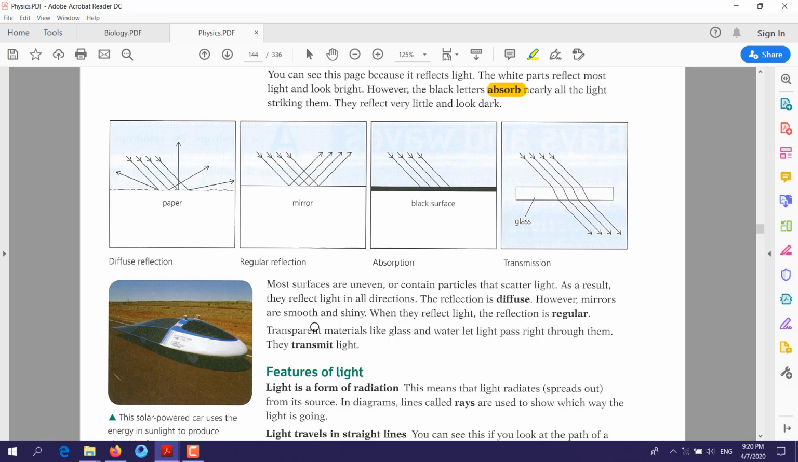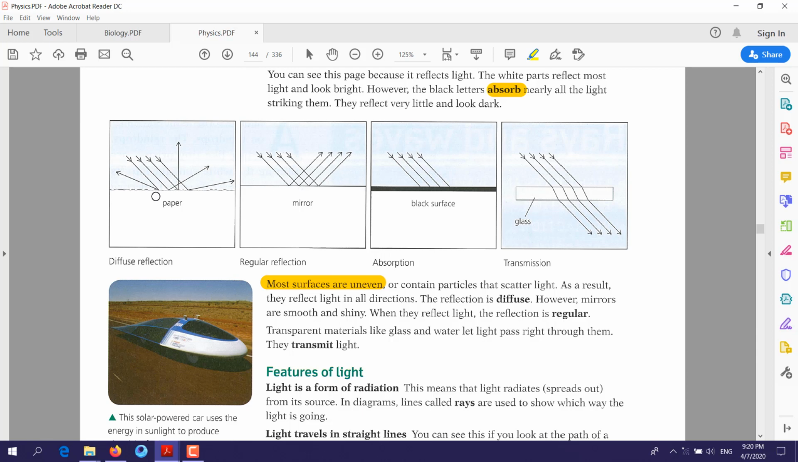One more thing about surfaces: most surfaces are uneven. What do you mean by uneven? It means they are not totally smooth, or contain particles that scatter light. Now, let's take these two examples, paper and mirror. Both of these surfaces reflect light. But what is the difference between them?